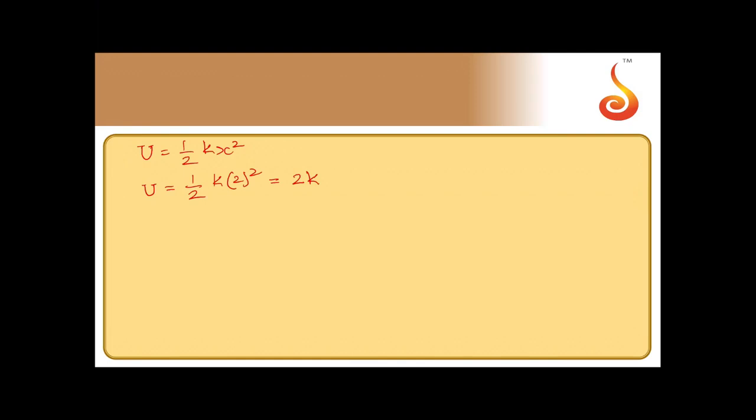Now, when it is stretched by 10 centimeter, that is what they are asking. If it is stretched by 10 centimeter, then let it be U dash, that is half k into 10 square. 100 by 2 is 50, so this is 50k. So 2k is U, so 50k should be 25U. So that should be option D.